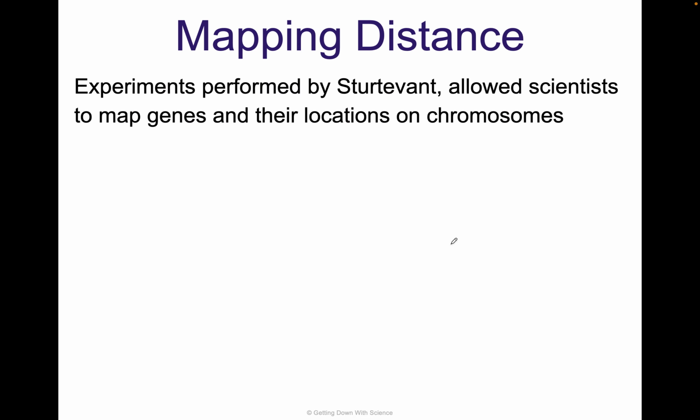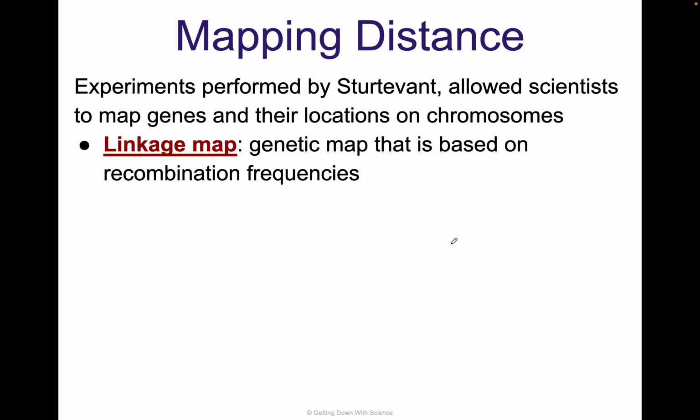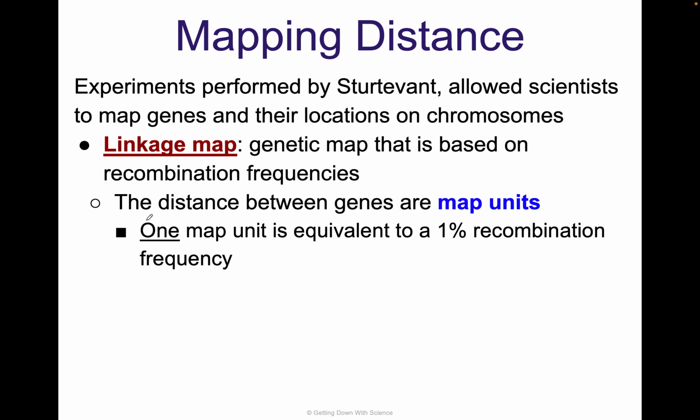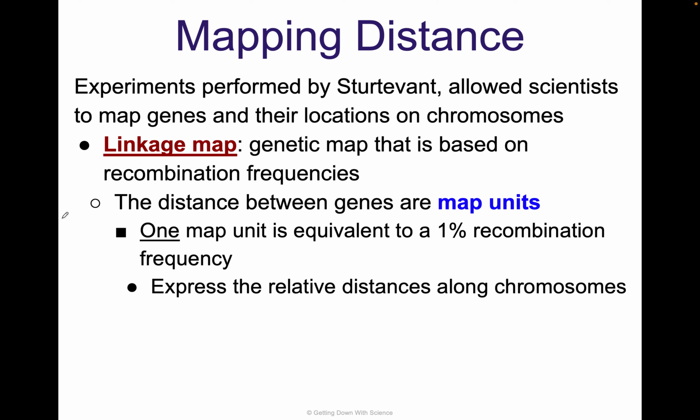So we were able to do this experimentally. We didn't, but this person performed an experiment that allowed scientists to map genes and their locations. And he drew what's called a linkage map. This is a genetic map that's based on these frequencies. How frequently are these going to be separated and recombined into different cells? The distance between the genes we call map units, and one map unit is equivalent to a 1% recombination frequency. So any genes that are maybe one map unit apart, that's a 1% chance that those genes are going to be recombined together. It expresses the relative distances among genes on chromosomes.